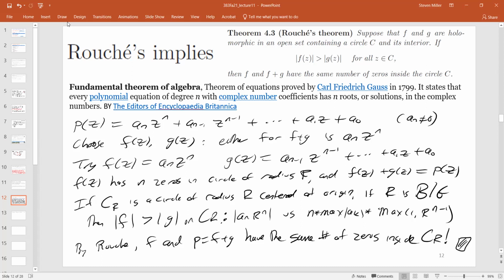And given that I'm trying to study this function P of z, this polynomial, it's natural that P of z should somehow be coming into play. The only way I'm going to have luck is if one of my functions is nice to look at. So z to the n or a_n z to the n is the natural candidate for one of them. Yes. Was there like a problem with this proof? I don't think there's a problem with this proof.